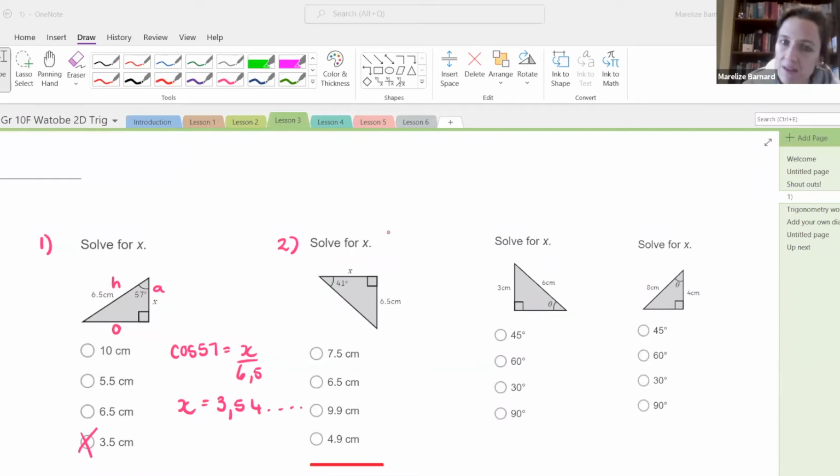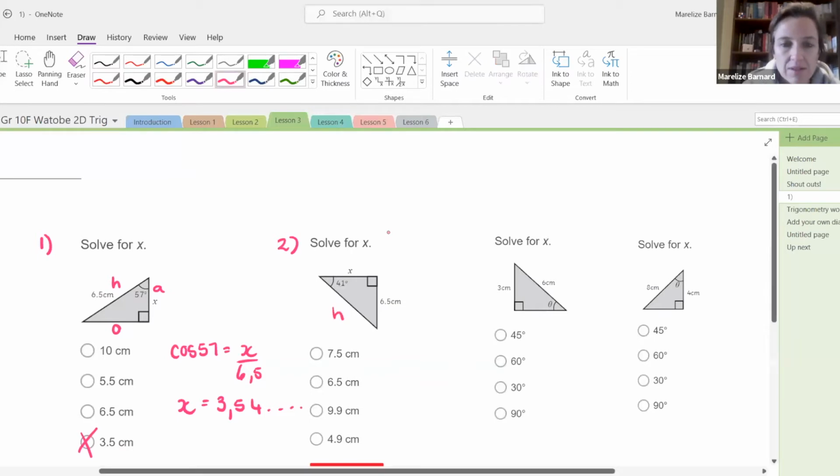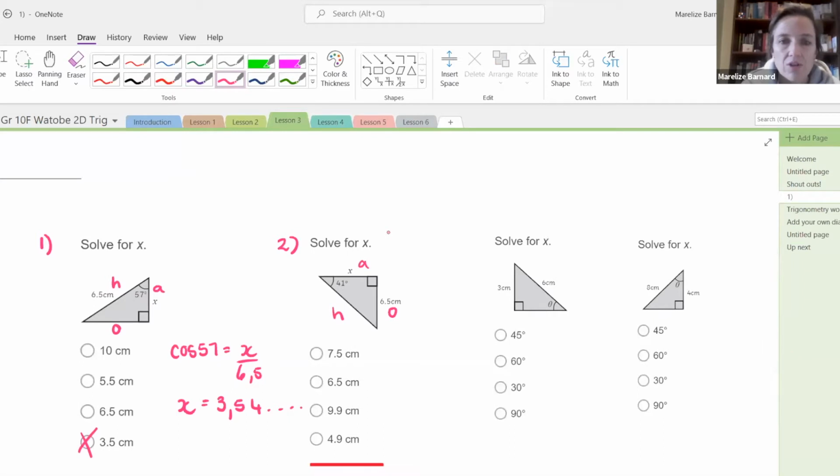So let's label our sides straight away. Hypotenuse. This is opposite. This is adjacent. We are going to use the opposite and the adjacent side to solve for x, and we are going to use angle 41. So it's tan of 41 equals 6,5 over x. Now we have to times by the x.